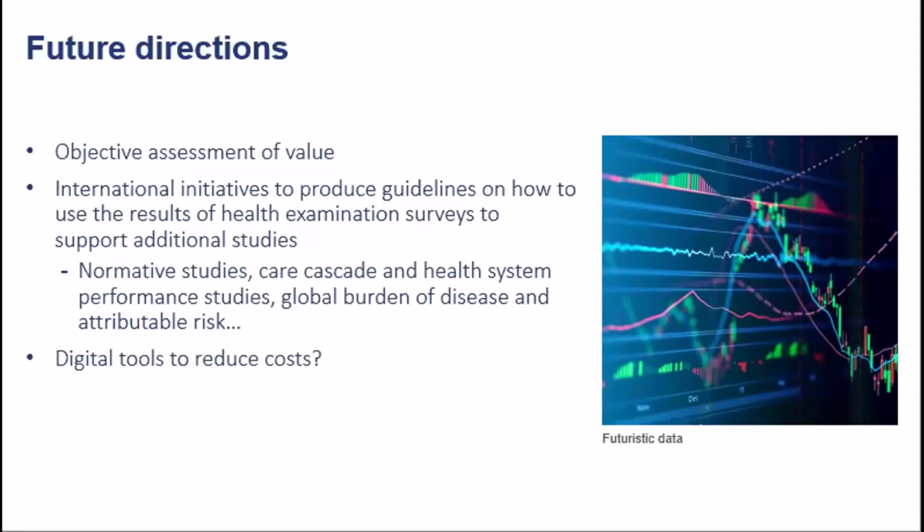Then other possibilities are thinking about how using more and more digital tools might reduce cost, and that could also include things like point of care testing for some of the things that we're sending blood and urine and spit to labs, but are there some things that could be done very easily actually in the household?